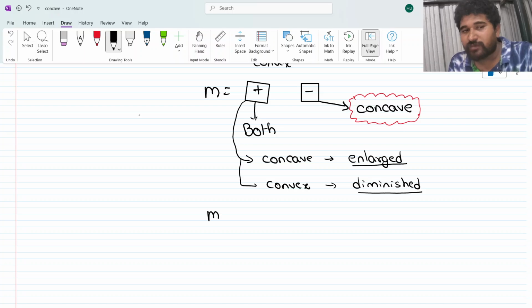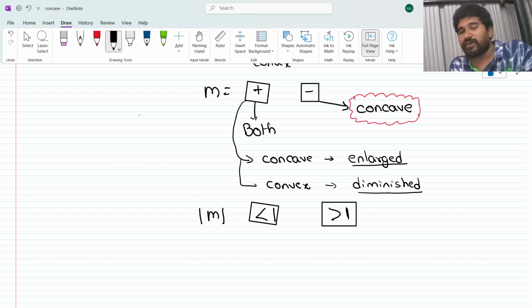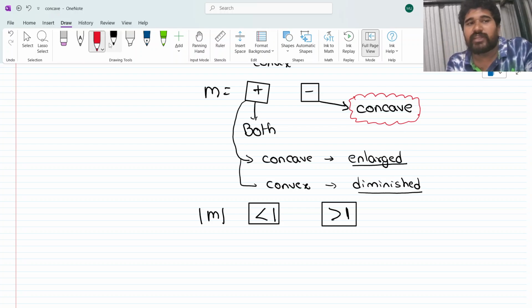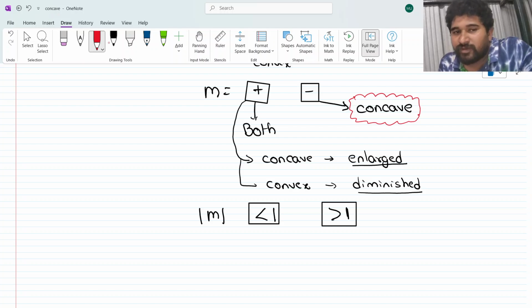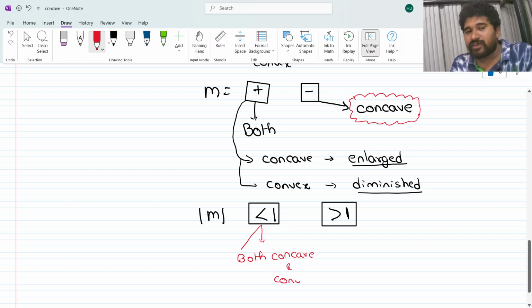One more is there: the absolute value of M. It can be less than 1. It can be greater than 1. Yes or no? How many stand up? It is less than 1. What do you mean by that? Less than 1 means diminished. Which mirror? Remember, less than 1 can be formed by both concave and convex. Correct? Yes or no?